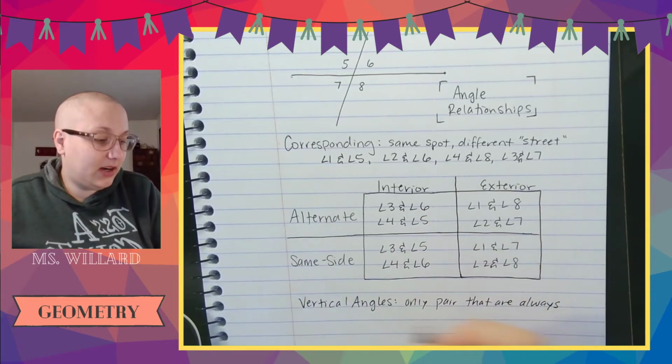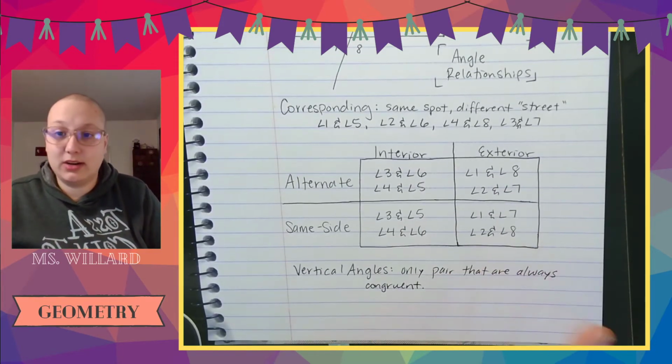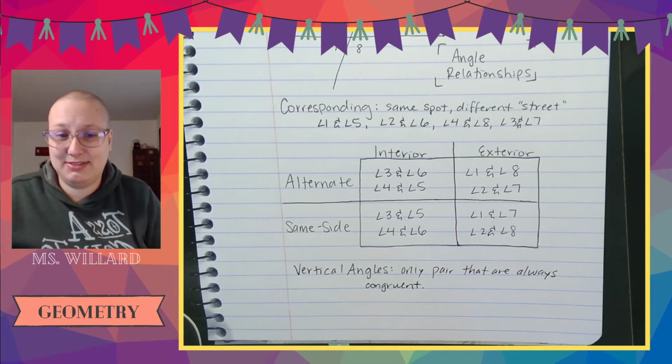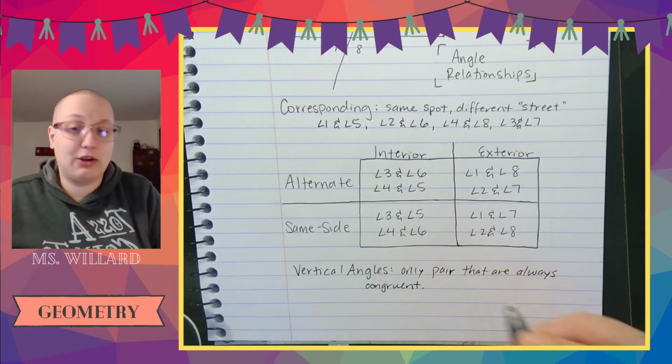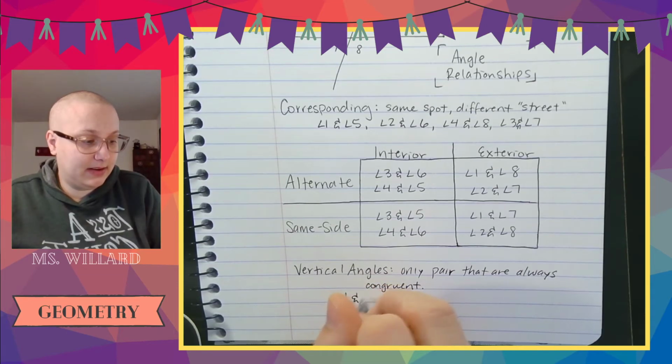It does not matter if these are parallel lines, if they're weird lines, if they're skew somehow. That wouldn't make sense on a street, but if they were skew. So the only pair that are always congruent are across from each other in an X shape. So that's like angle 1 and angle 4.